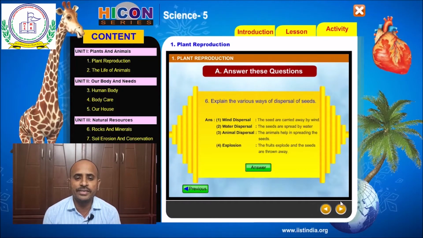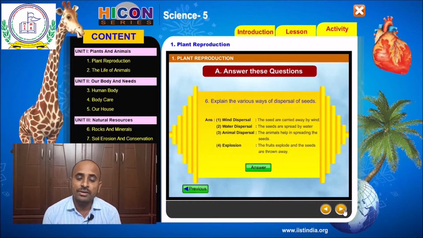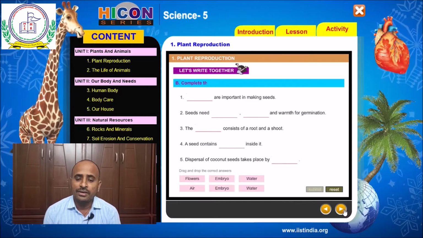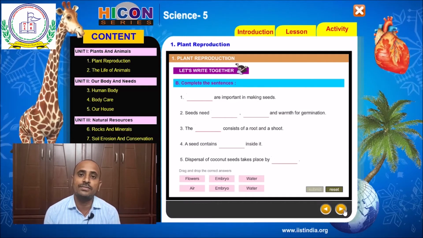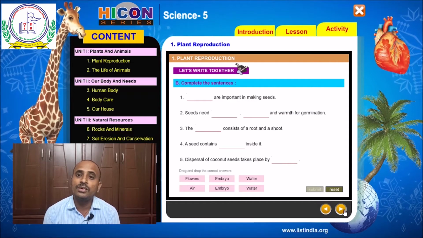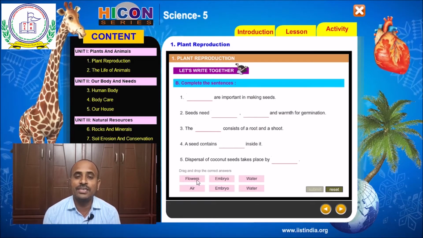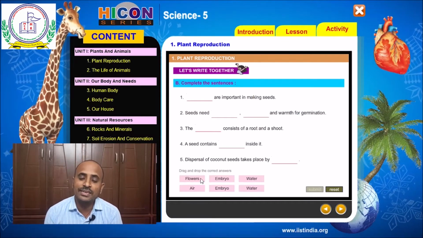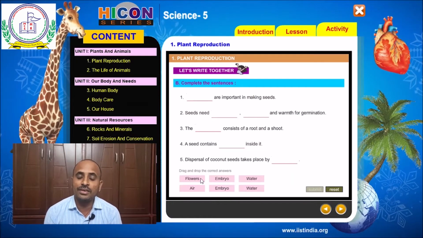Next activity is complete the sentences. So children, see, there are 5 sentences given in this chart, and the answers are also given below the sentences. We have to choose the suitable, that means a correct word for the given sentences as the answer. The given answers below the sentences are shown in the pink colored boxes. So read the answers once.